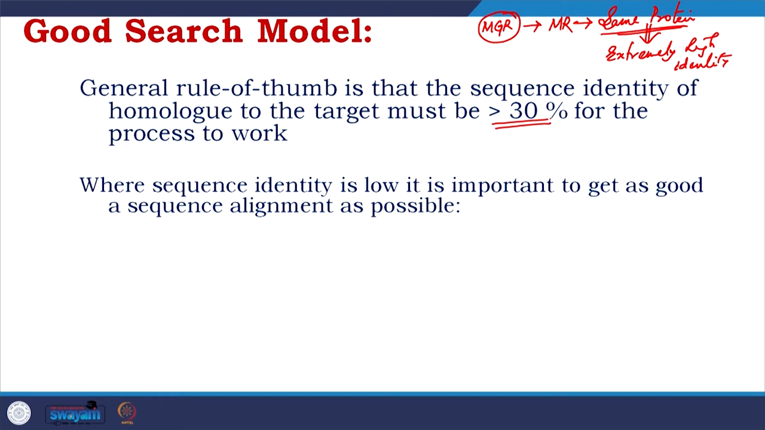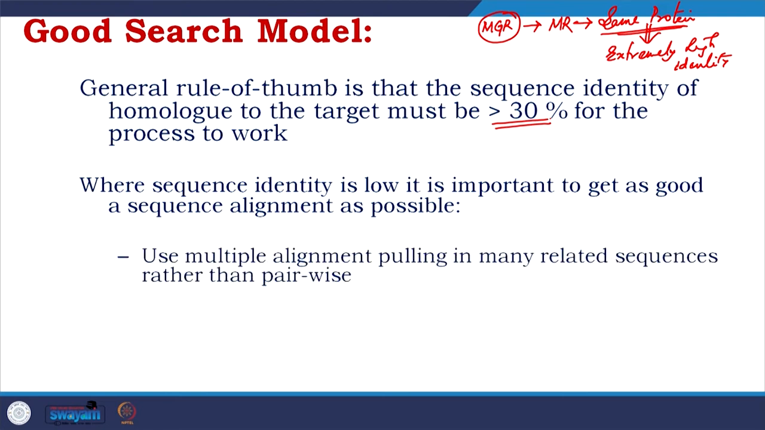Even when the sequence identity is lower than 30%, it is important to get as good a sequence alignment as possible. So, you could use multiple sequence pooling of many related sequences rather than pairwise. So, rather than looking at local search, you could go for global profile fitting alignment, like what could happen in BLAST.